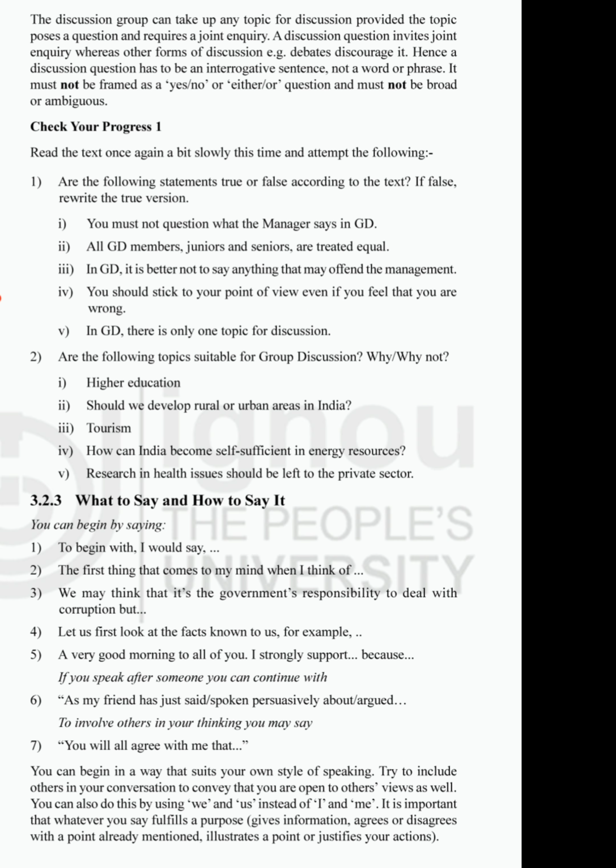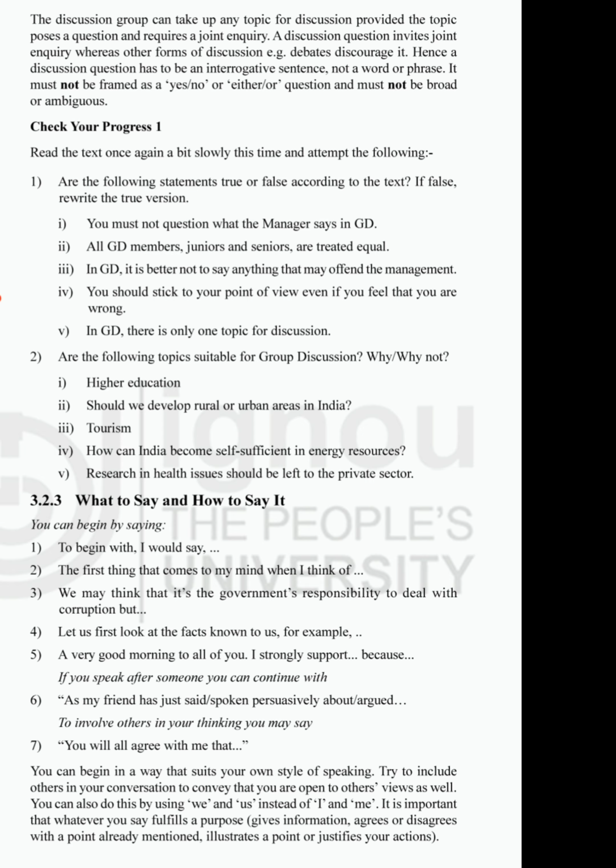The discussion group can take up any topic for discussion provided the topic poses a question and requires a joint inquiry. A discussion question invites joint inquiry, whereas other forms of discussion, e.g. debates, discourage it. Hence, a discussion question has to be an interrogative sentence, not a word or phrase. It must not be framed as a yes, no, or either or question and must not be broad or ambiguous.